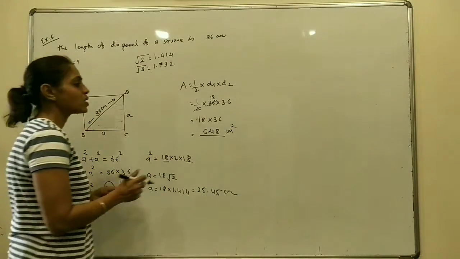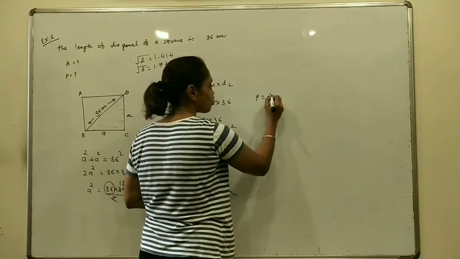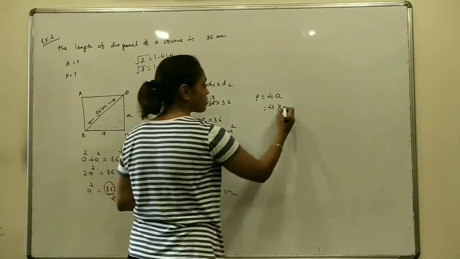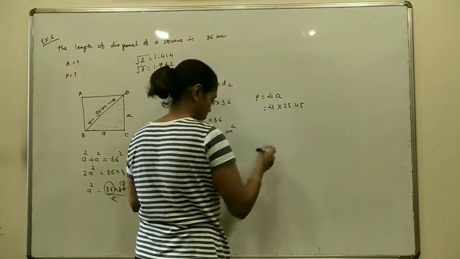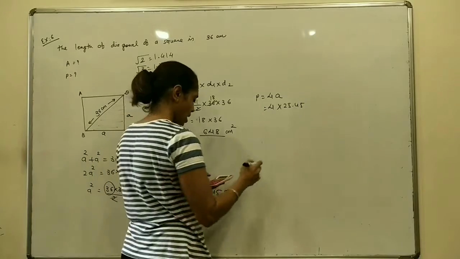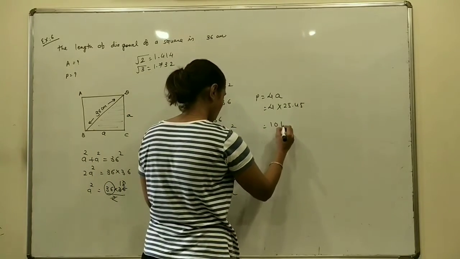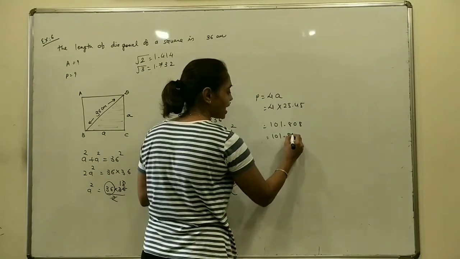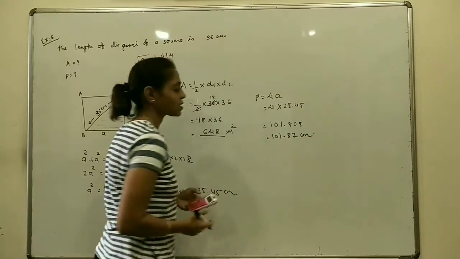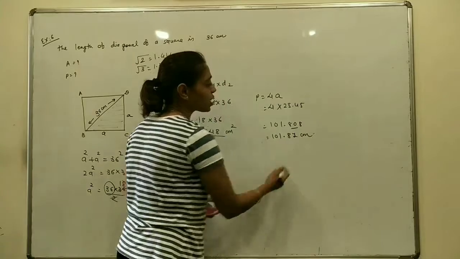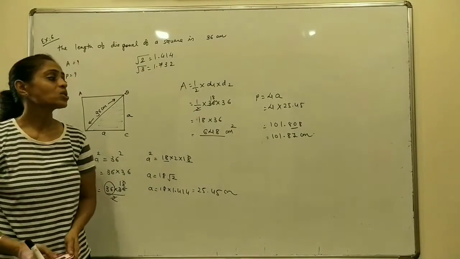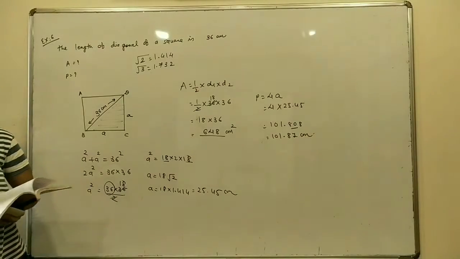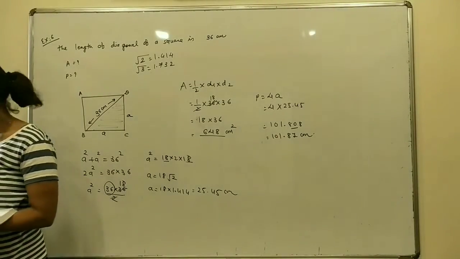Perimeter is 4A. So perimeter equal to 4 into A, that is 25.45 into 4, which is 101.808. So 101.81 centimeter. Round off. If you round off, 81 is approximately 80 or 81. It's okay.